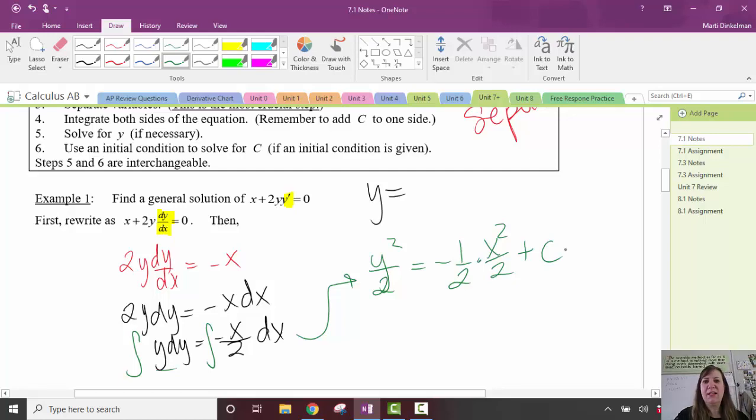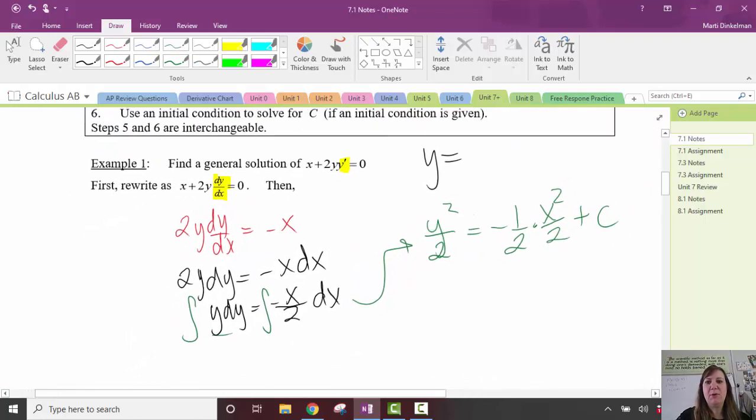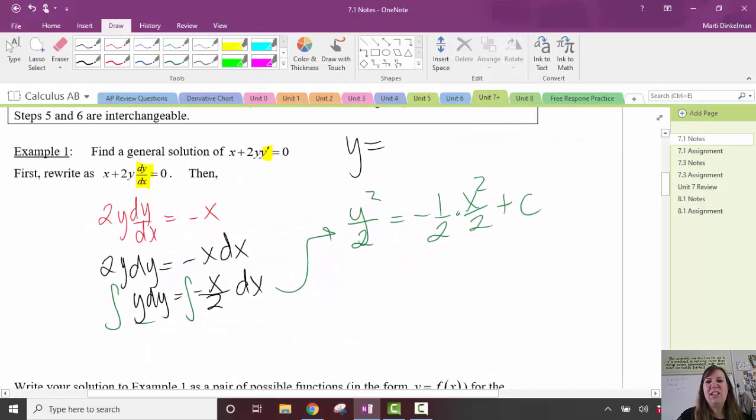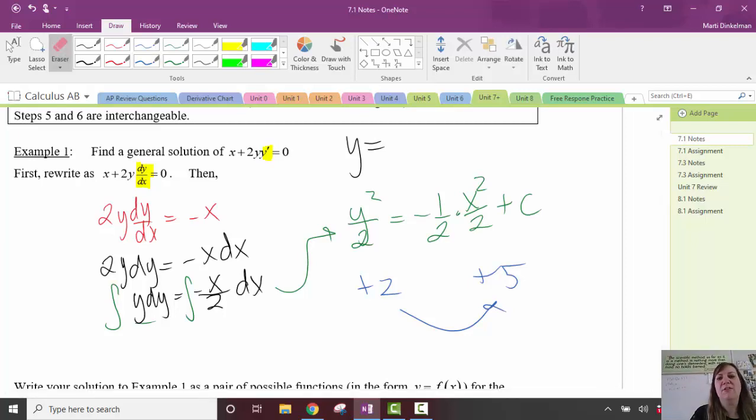Now, technically, it feels like maybe plus c should be on both sides, but I don't really need it to, because what if there was a plus 2 on this side and a plus 5 on this side? Well, then I could solve and just say, oh, it's a plus 3 over on that other side. So as long as we have our plus c somewhere, then we'll be good to go.